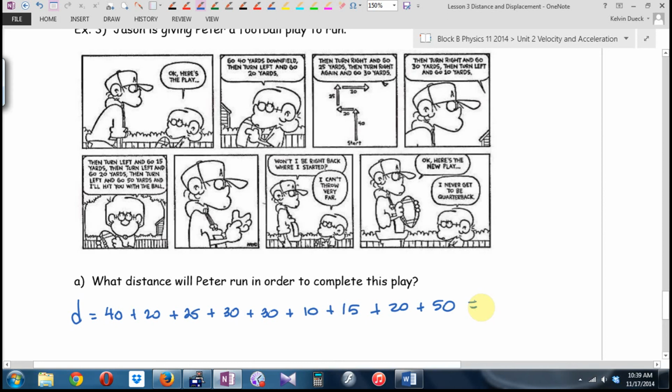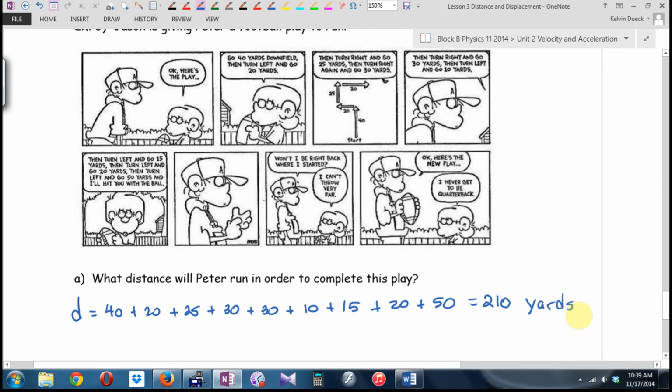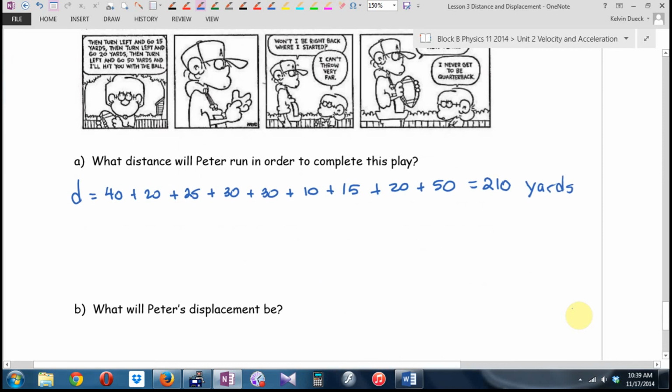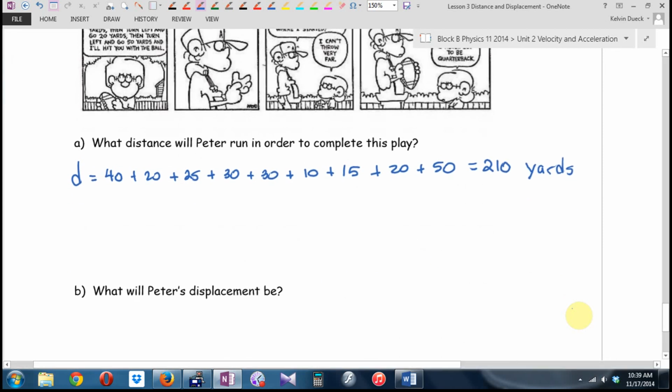You might be able to add that in your head, or you could use a calculator. I don't care. What's the answer? Don't all rush for your calculators at once or anything. Sorry? 210 yards. I guess it's yards because we're in the U.S. Okay. What will his displacement be if he ends up back where he started from? 0.